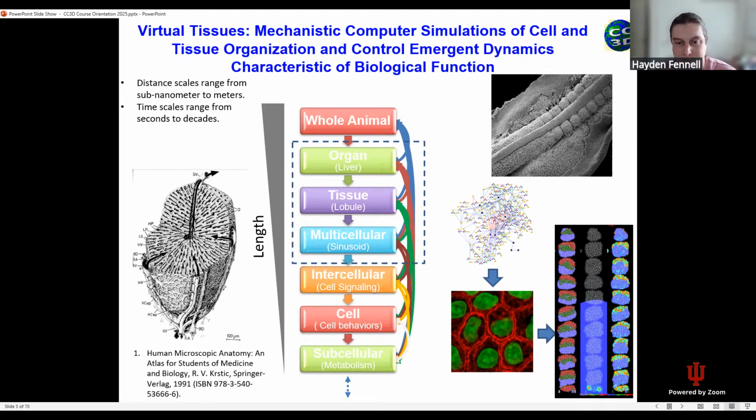in a medium. CompuCell is also capable of some intercellular signaling with network modeling packages that can be loaded into CompuCell, and we'll talk about how to do that during the workshop. But the spatial resolution of CompuCell, again, ranges from the organ to the multicellular scale.